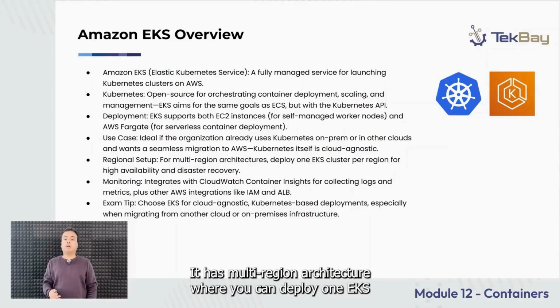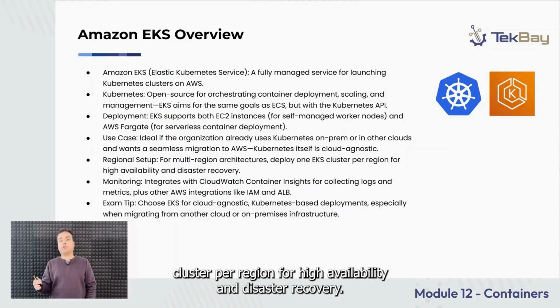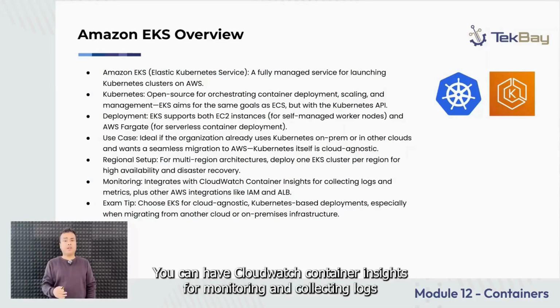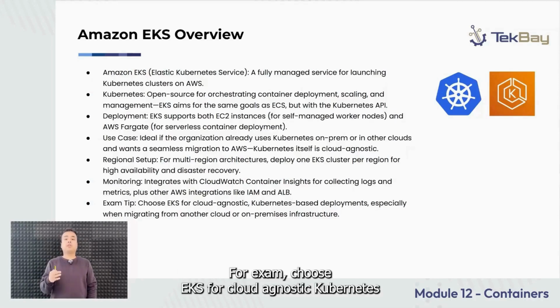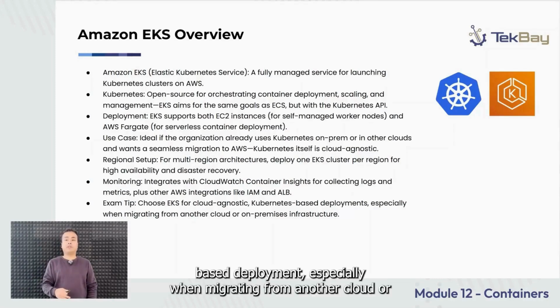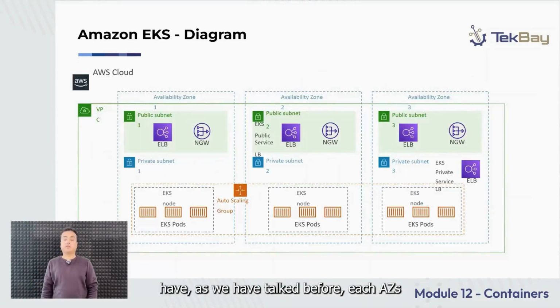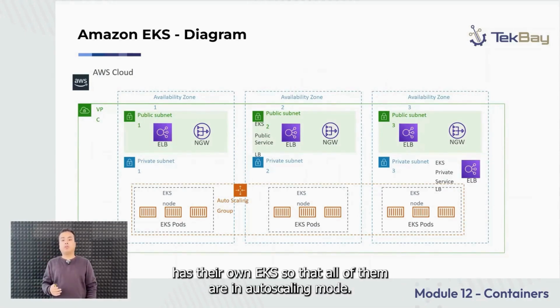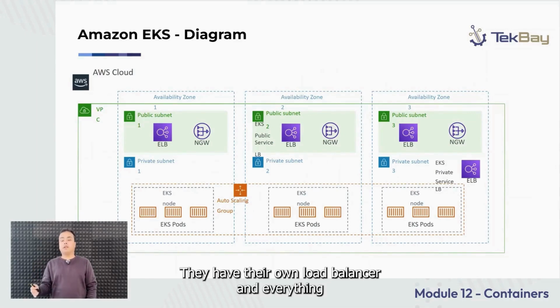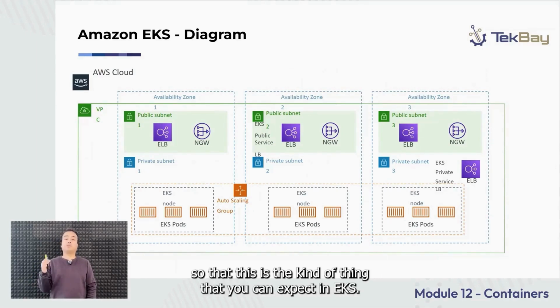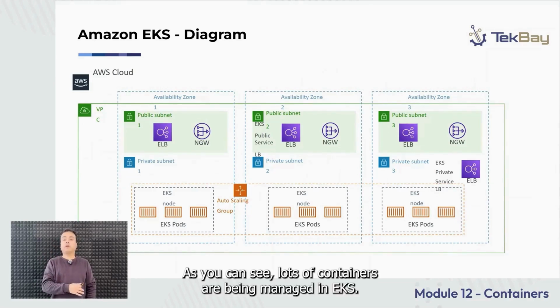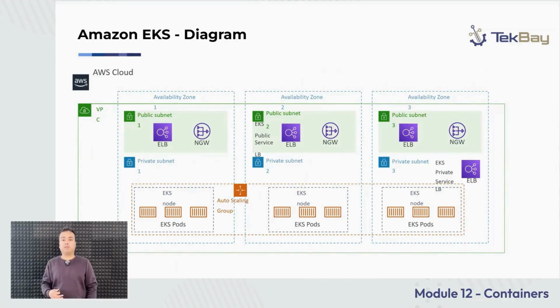It has a multi-region architecture where you can deploy one EKS cluster per region for high availability and disaster recovery. You can use CloudWatch Container Insights for monitoring and collecting logs and metrics. For example, choose EKS for cloud-agnostic, Kubernetes-based deployment, especially when migrating from another cloud or on-premise infrastructure. As we talked about before, each ASG has its own EKS, all in auto scaling mode, with their own load balancer and everything. This is the kind of thing you can expect in EKS. As you can see, lots of containers are being managed in EKS.